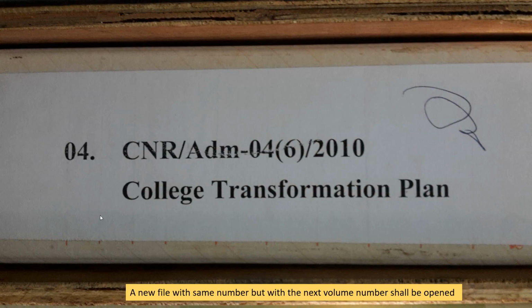This is an example of opening a new file with the same subject, but the volume will be different. Here we have CNR, which is the agency or the location. It is under the ADM section and the file series is 04, or the subject is College Transformation Plan. The current volume is volume number 6. The year in which it was opened is 2010.